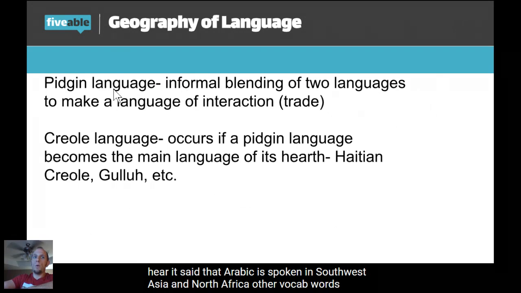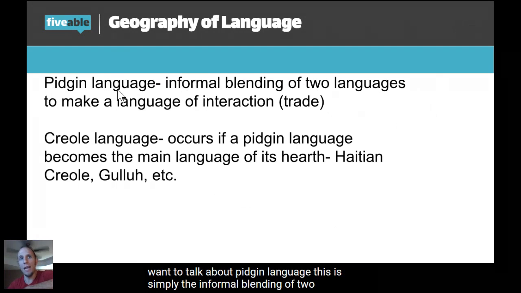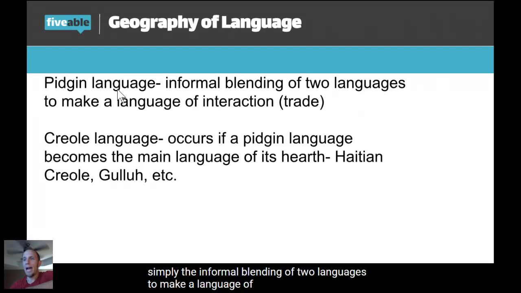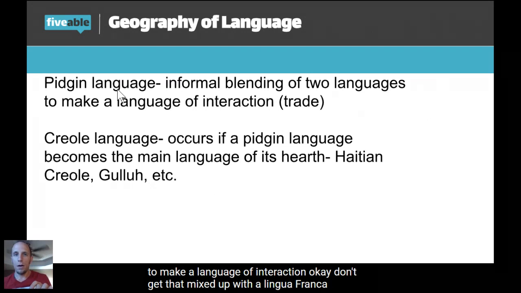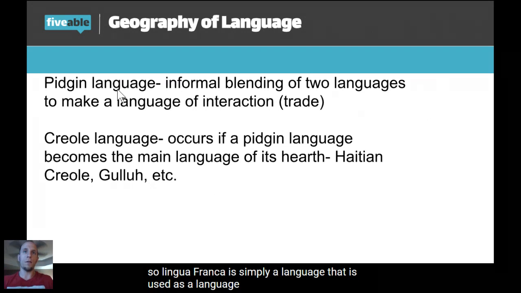Other vocab words that we want to talk about. Pidgin language. This is simply the informal blending of two languages to make a language of interaction. Don't get that mixed up with a lingua franca. A lingua franca is simply a language that is used as a language of commerce or a language of interaction between two groups that don't natively speak it.